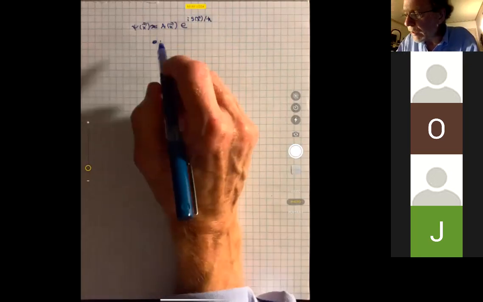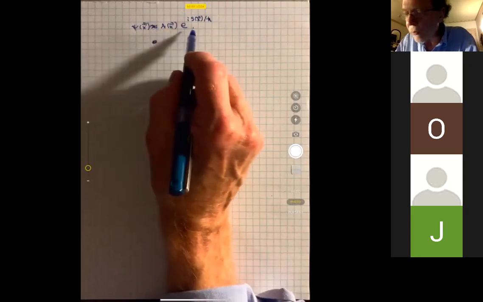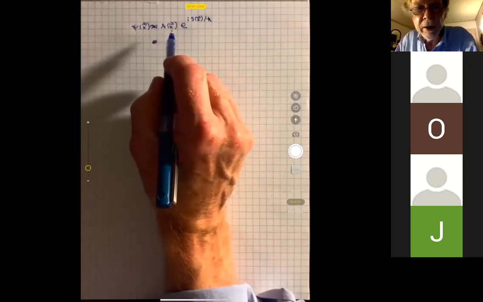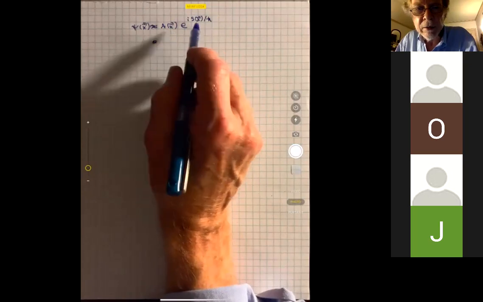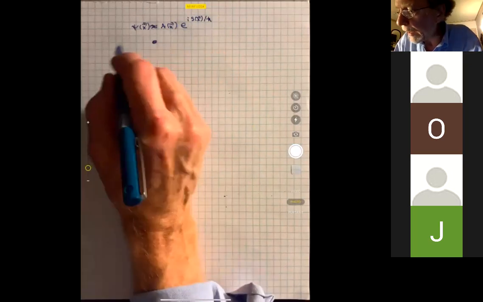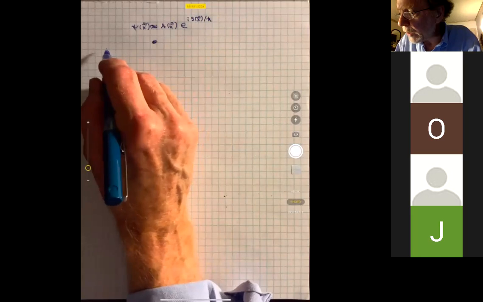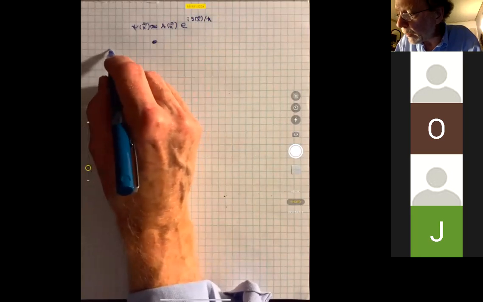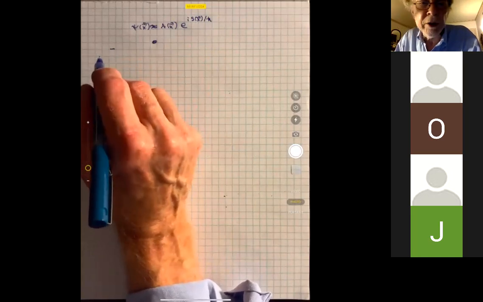But the idea should be that I should be able to plug this into the Schrodinger equation and find equations for A and S. That's the strategy, that's the plan right now. But to do this, we need to be a little bit careful about it. The Schrodinger equation in question depends on what Schrodinger equation do I want, by the way.